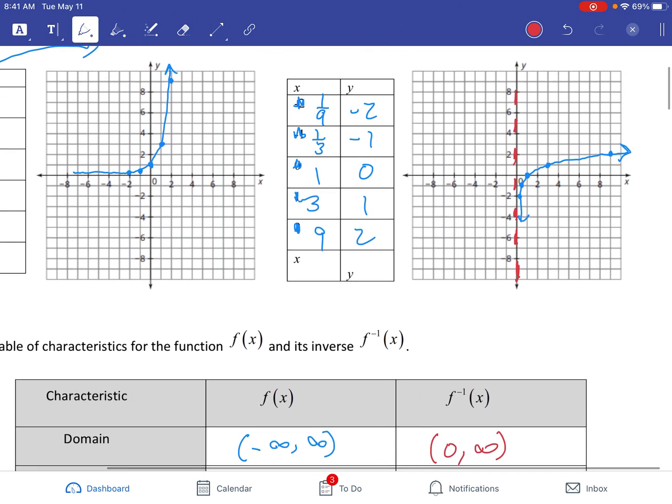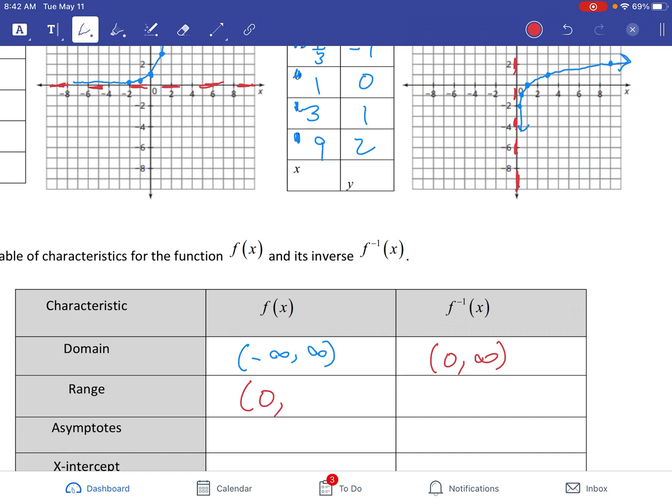Now for the range, in the first graph, the f of x graph, the graph starts at 0 and goes up towards infinity. It does not go past this boundary, which is the x-axis. So it's going to go from 0 to positive infinity for the range. Now for the inverse, it keeps going down here, and it's going to go to the right and up over there. That means its range is going to be from negative infinity to positive infinity.